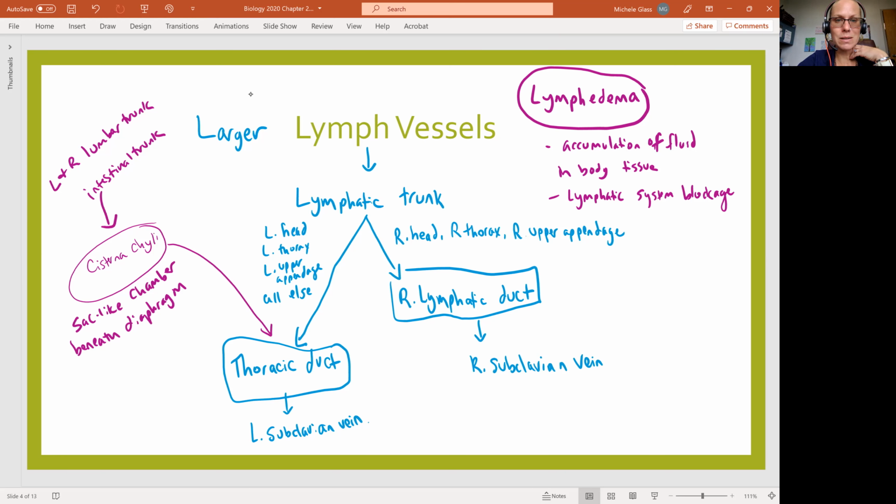Just doing a quick check, I think up next we have our lymphatic tissues and organs. As always, take care of yourselves and each other.